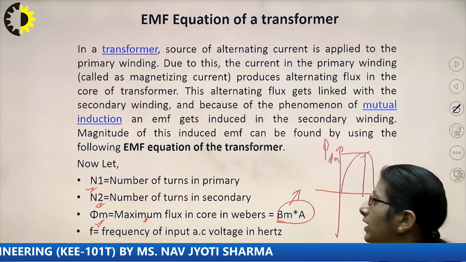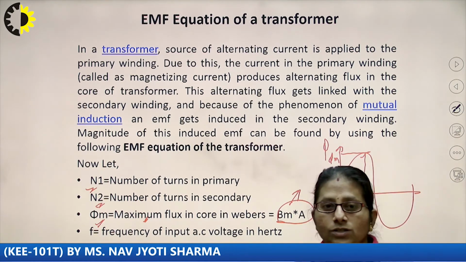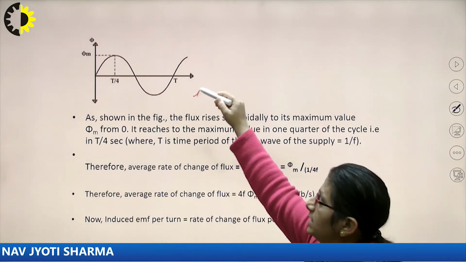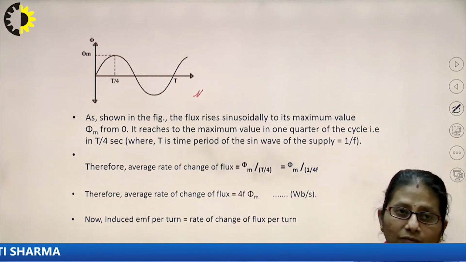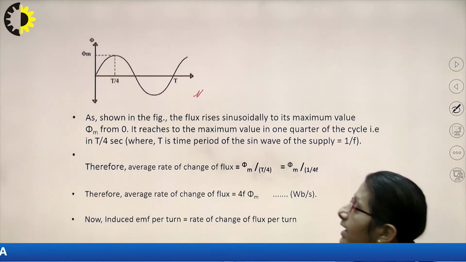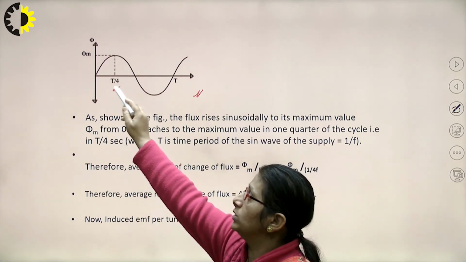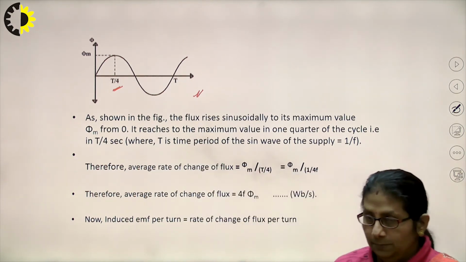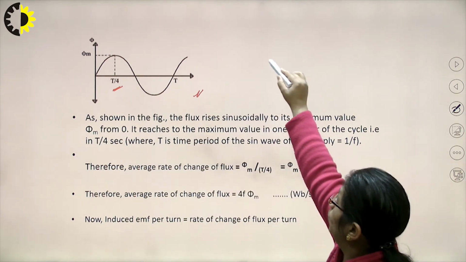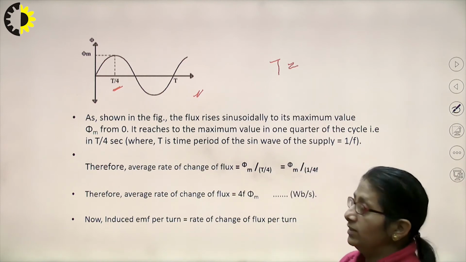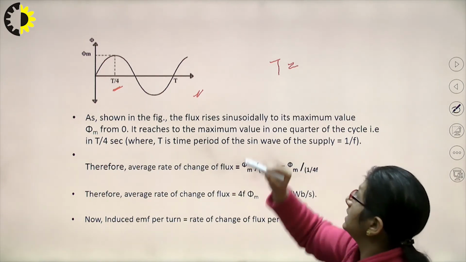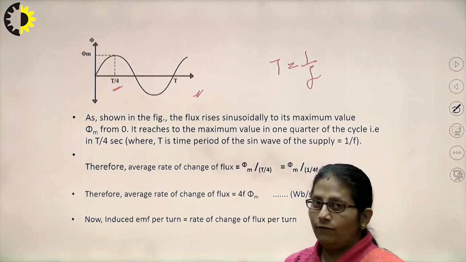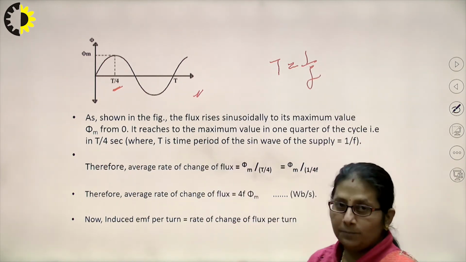f is the frequency of the input AC voltage, and the unit is hertz. As we can see, this is the alternating flux having the maximum value of phi m, occurring at T by 4 time, if the total time period is T. I know the relationship between time and frequency: the time period is just the reciprocal of the frequency. So T by 4 becomes 1 by 4f.